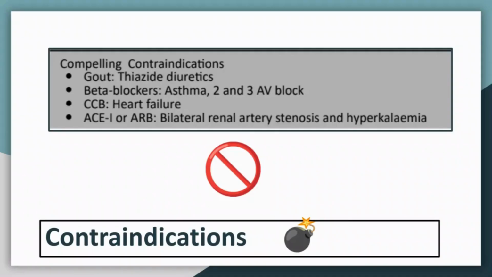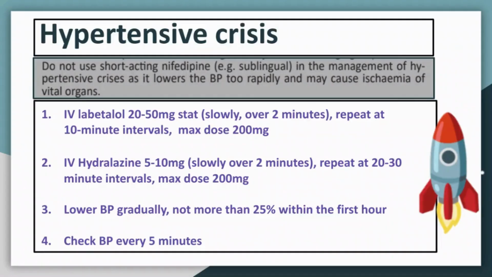All right. So these are compelling contraindications that you must be aware of. Okay. Now, we've seen oral medications. When do we do the parenteral medications? When do we do the medications that you give IV? All right. Usually do them in hypertensive crisis where BP is greater than 180, 110, 120 millimeters of mercury.